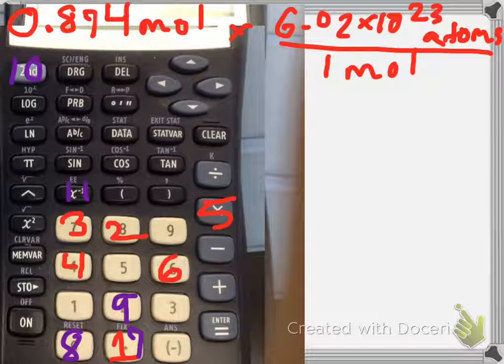So instead of typing in times 10 with the caret, I type in second E, and then I just type in the 23. So that was the 11th key. Now here's the 12th key. Second E, 23. Okay. When you divide something by 1, it does not change the value. So at this point, you can just push enter.